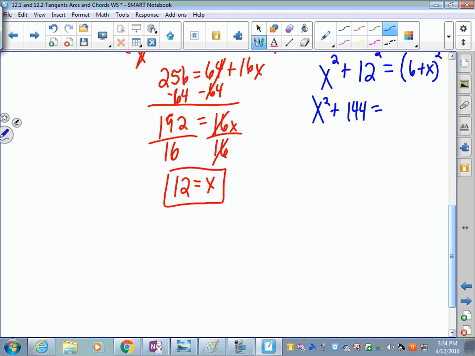What should we do now? 36. Okay, that's square of 6. And now, do what? Yep, becomes 12x. And then, x squared, yep. Square, double, square. All right, and then, look what happens. The x squareds are going to cancel out.